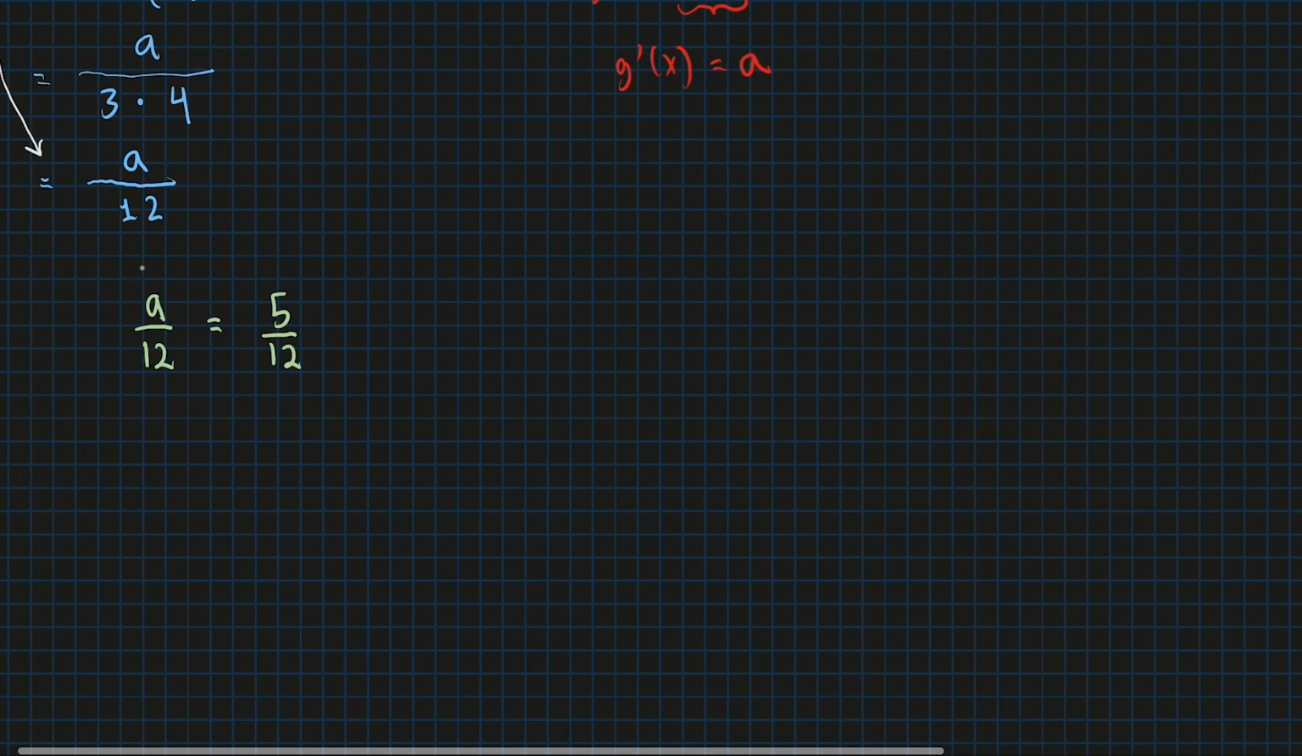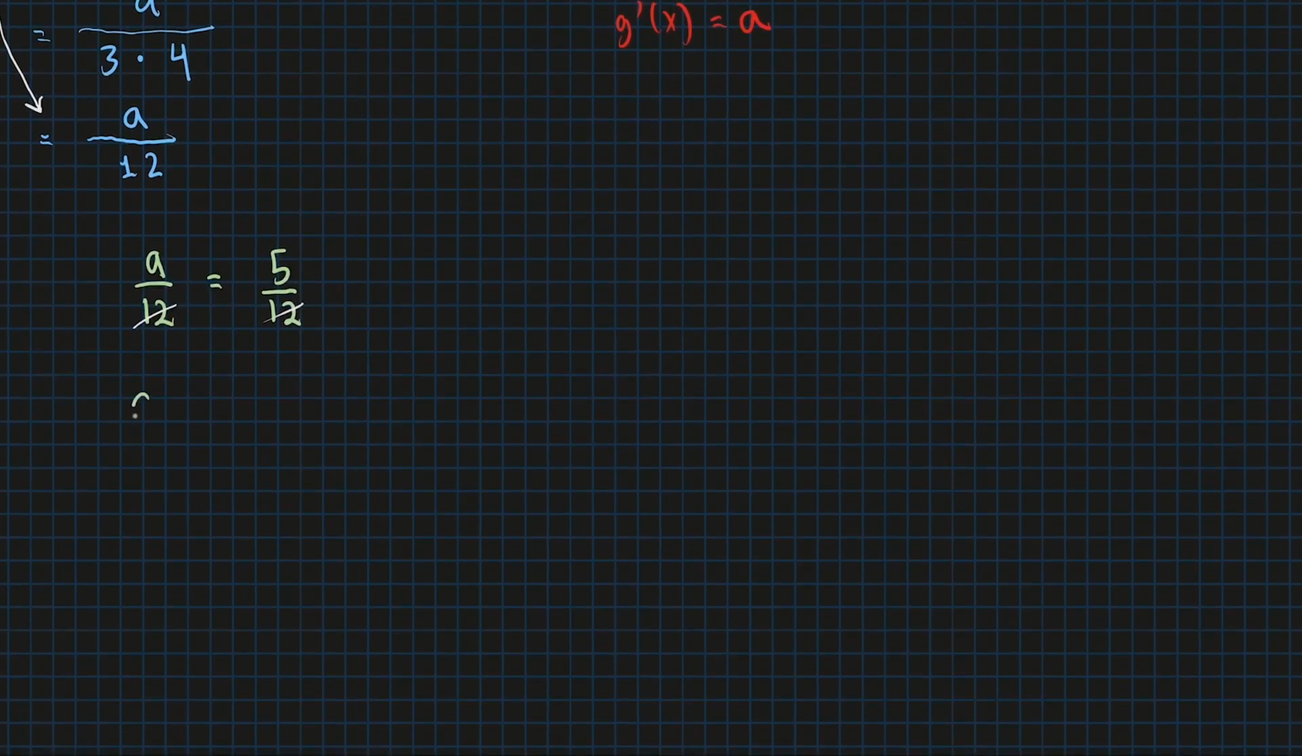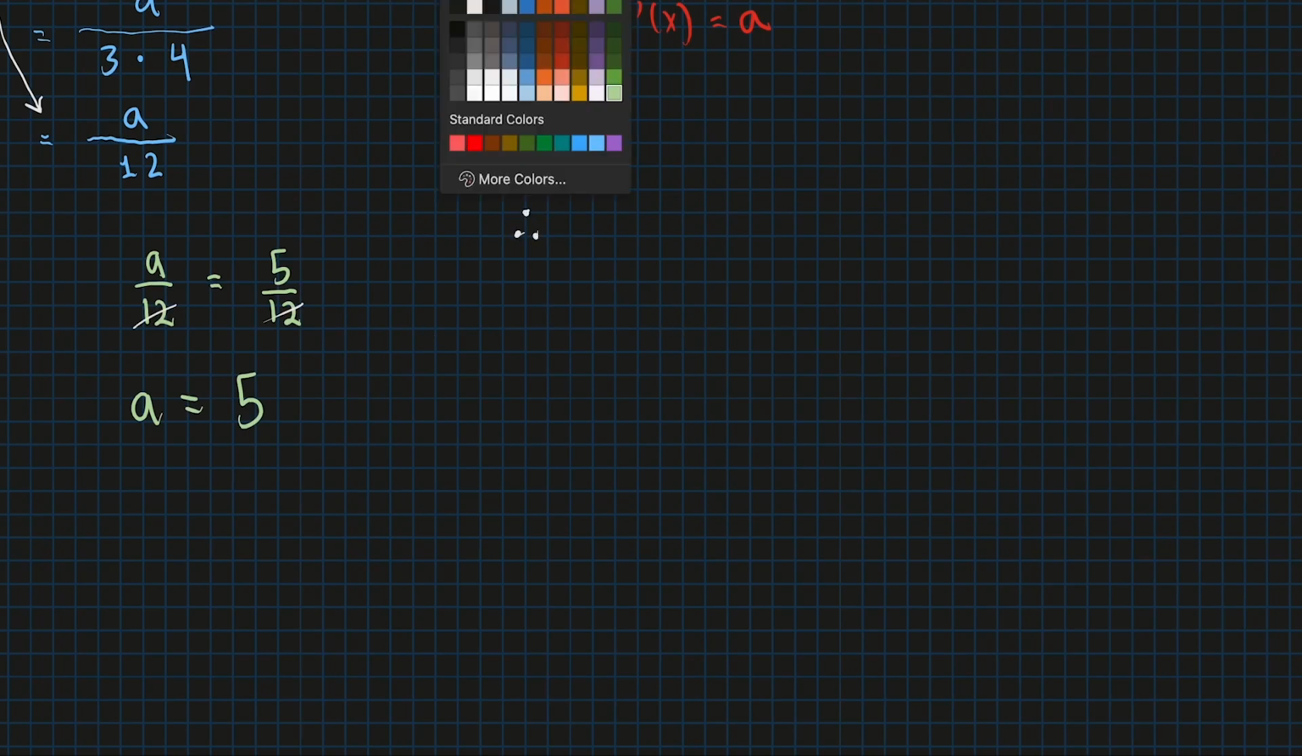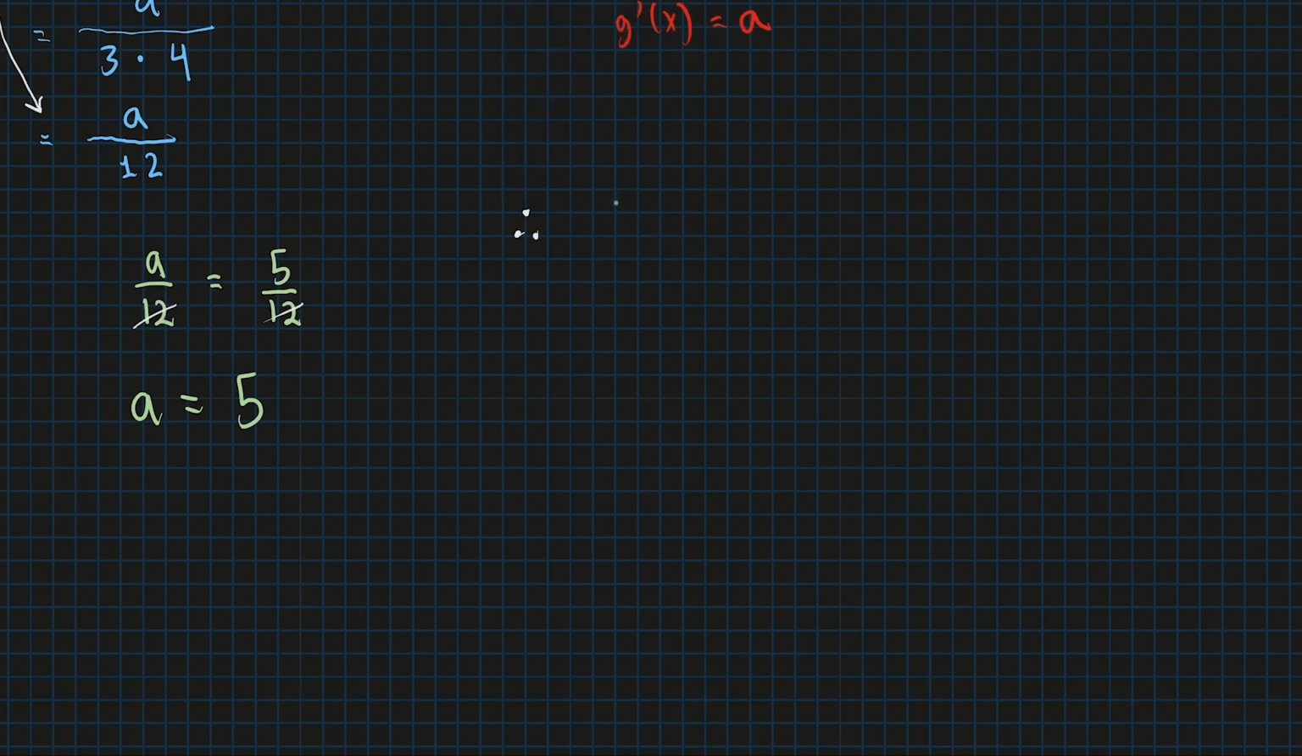So how do we find a? Well, I'm sure you can see it. We can multiply both sides by 12. That gets rid of the 12. And a is equal to 5. So if we do a little conclusion statement, we know that b is equal to 8 and a is equal to 5.